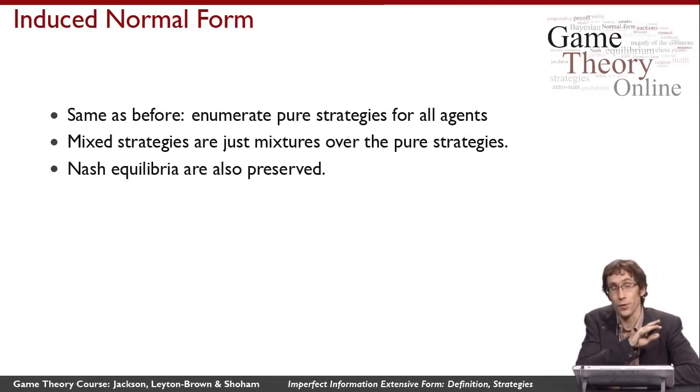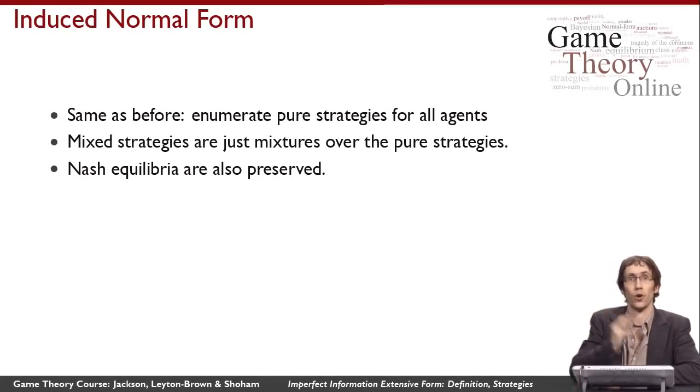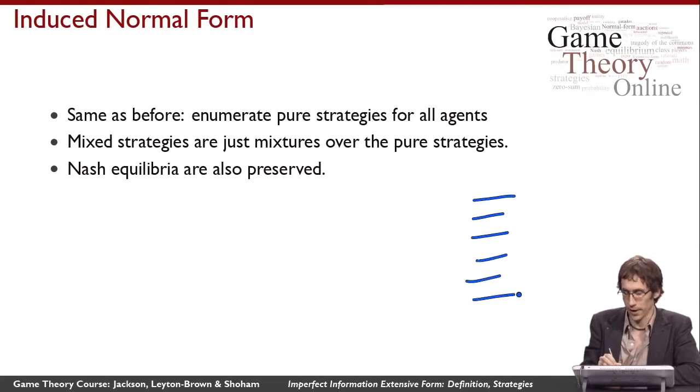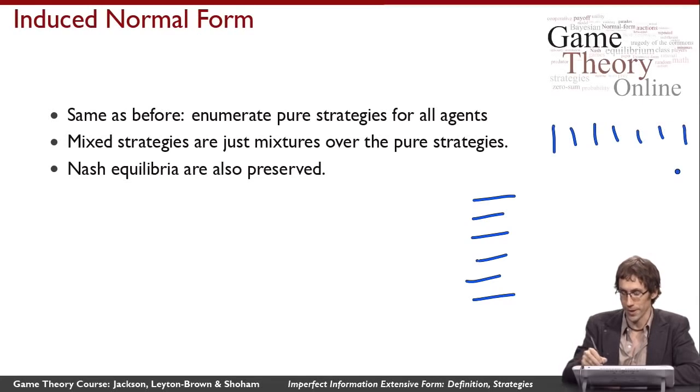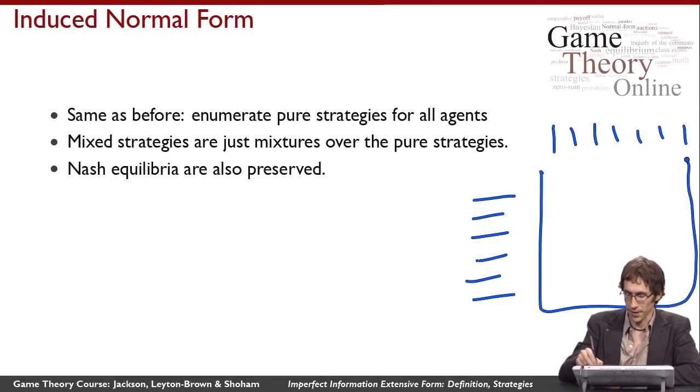I can also still do the thing that we talked about with the perfect information extensive form, which is to start with an extensive form game and make a normal form game out of it. And the way this works is exactly the way it did before. So I take all of the pure strategies for player 1 and I make them into rows. I take all of the pure strategies for player 2 and I make them into columns. And then this gives me my matrix.